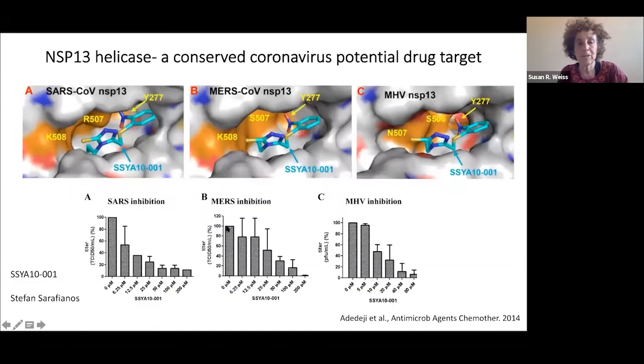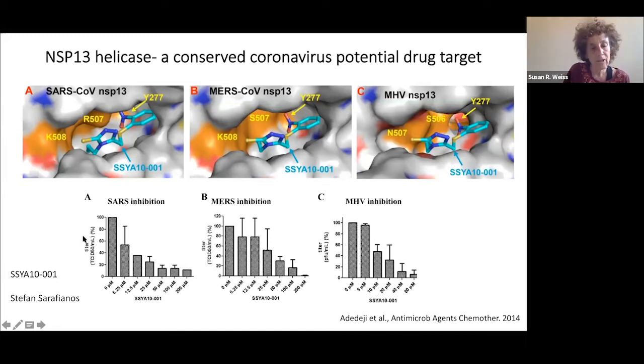And just to show one example of how this kind of approach would be really good as antivirals against multiple viruses. Here's an example of an NSP13 or helicase inhibitor. So these are molecular models of the helicases of SARS, MERS, and MHV. And this compound, SSYA10001, fits into the same groove, binding pocket, of each of these structures, and then also inhibits replication of each of these viruses.